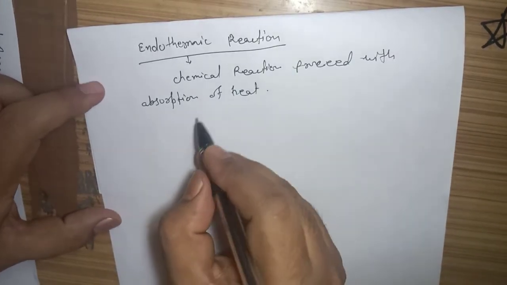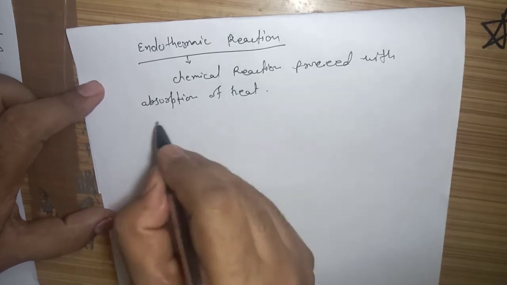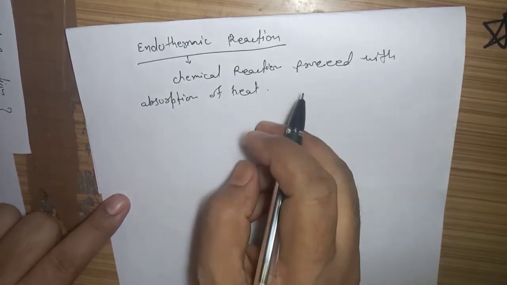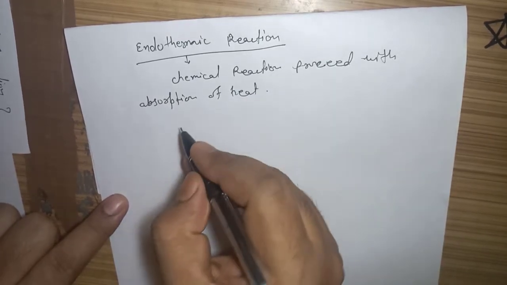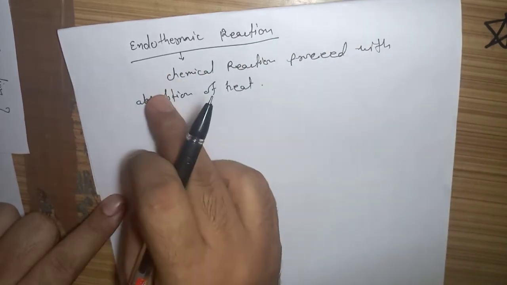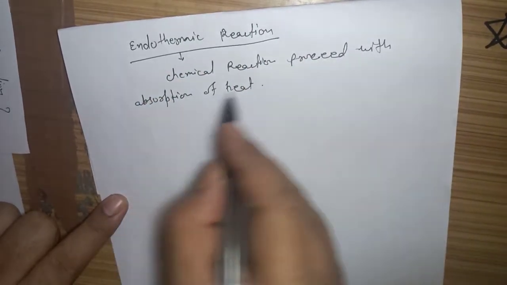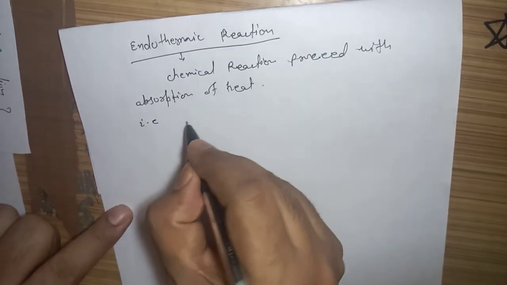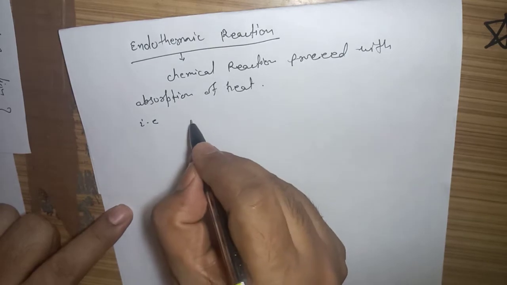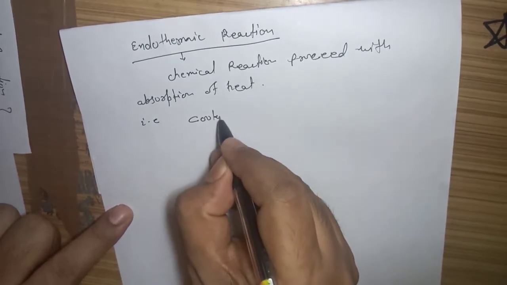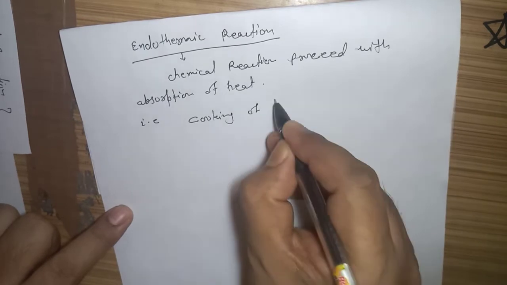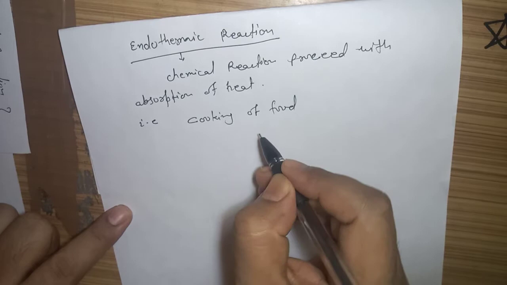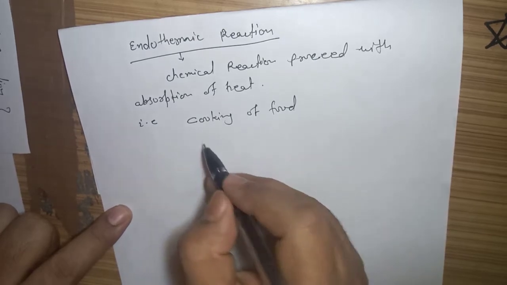So what is happening in this? The heat is getting absorbed, and actually a release also happened, but that's very less. So the definition we can simply write here: a chemical reaction that proceeds with absorption of heat. A very common example that we can see in our daily life is cooking of food. So cooking of food is an example of endothermic.